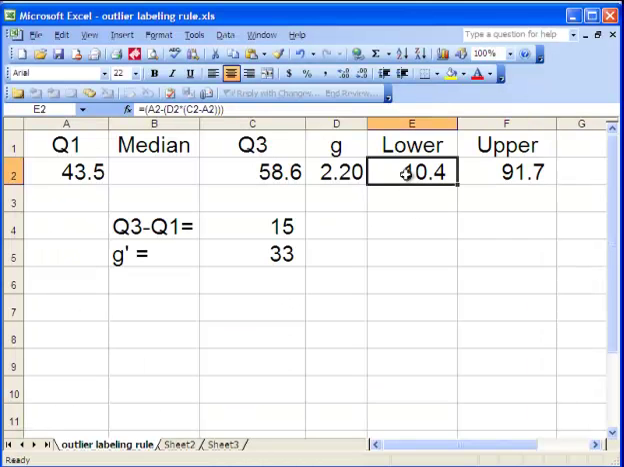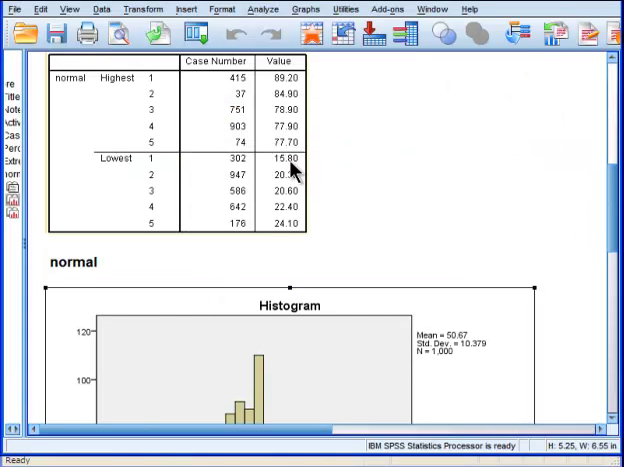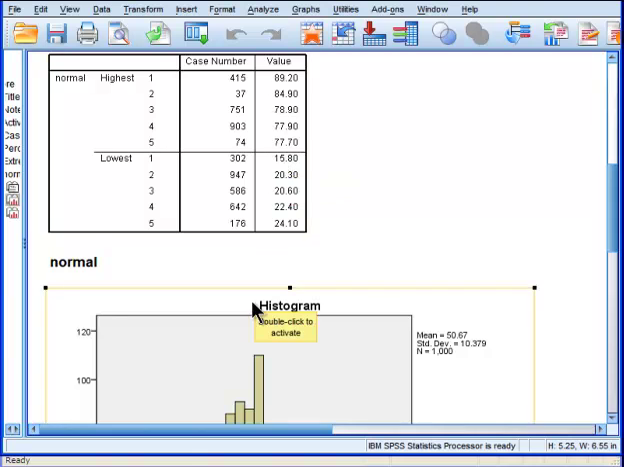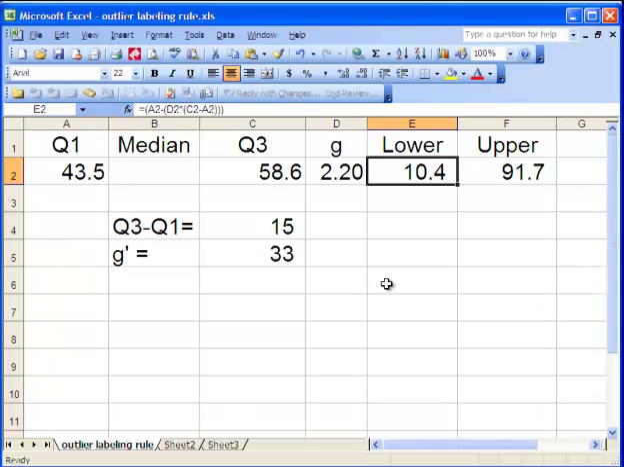Because now with 2.2 as my multiplier, I can see an observation as low as 10.4 and it's not an outlier. And the lowest observation in these data is equal to 15.8. Alright, so that's the outlier labeling rule.